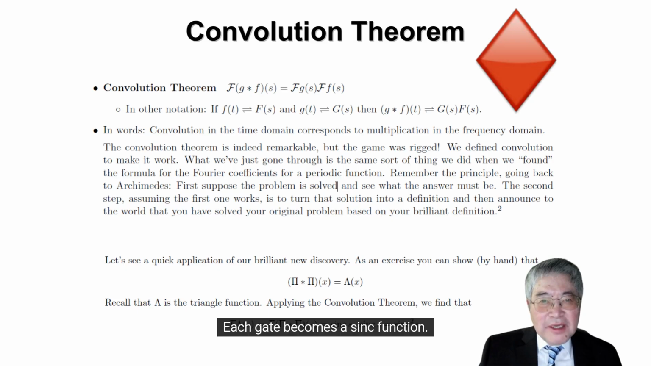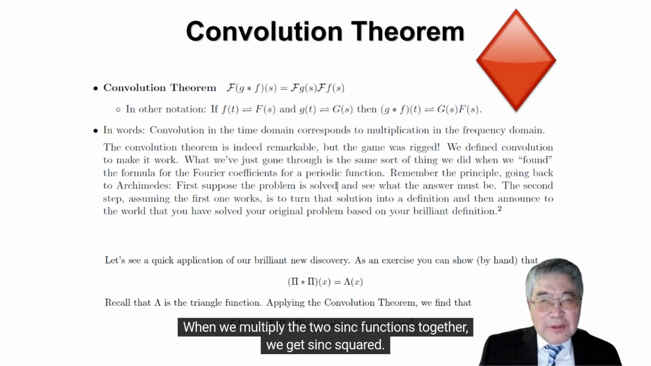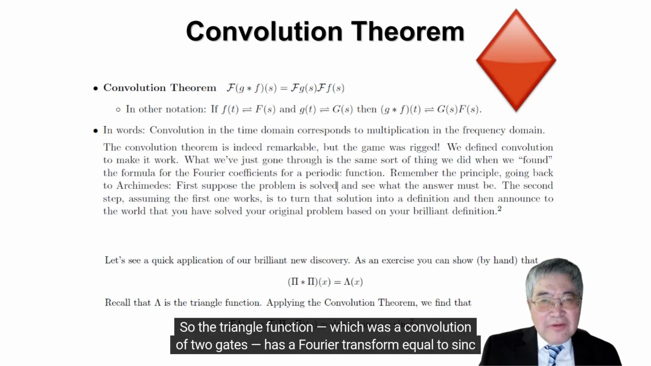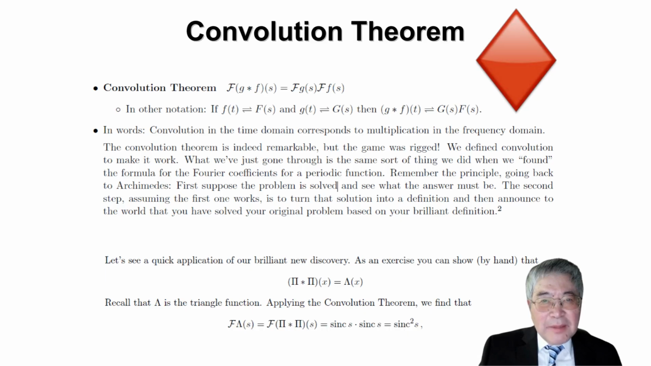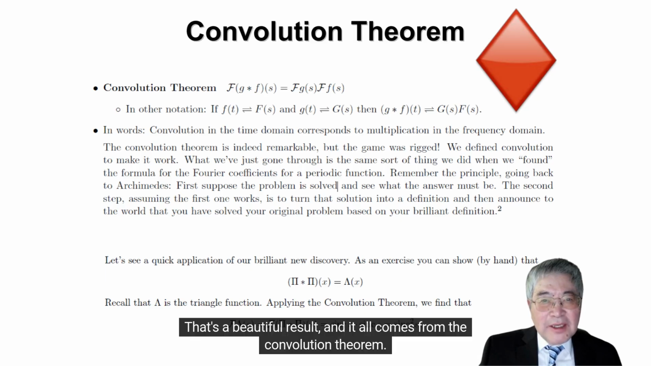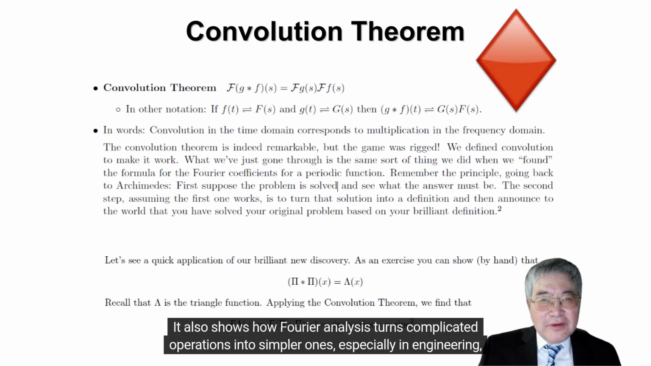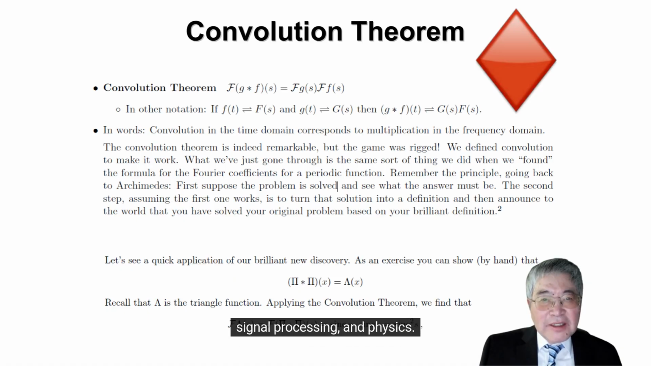Each gate becomes a sinc function. When we multiply the two sinc functions together, we get sinc squared. That is, sinc of s times sinc of s gives you sinc squared of s. So the triangle function, which was a convolution of two gates, has a Fourier transform equal to sinc squared. That's a beautiful result, and it all comes from the convolution theorem. It also shows how Fourier analysis turns complicated operations into simpler ones, especially in engineering, signal processing, and physics.